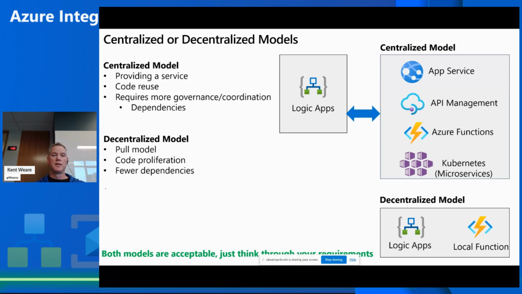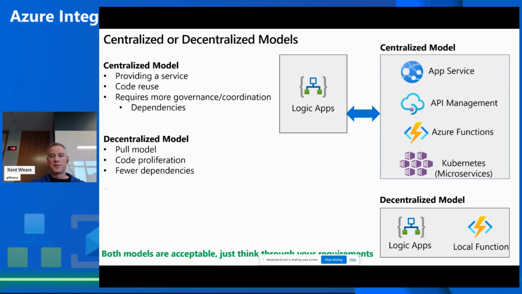So I think it needs to come down to your requirements. If you want a centralized service, like you want to expose a function and you want many different applications to use it, including Logic Apps, then it would make sense to provision an Azure function, offer it as a service, and allow other applications to reuse your code. Now, the flip side is it's going to require more governance and coordination, and more specifically, dependencies, right? You have to manage that. What if I make some changes? Am I going to break my clients?